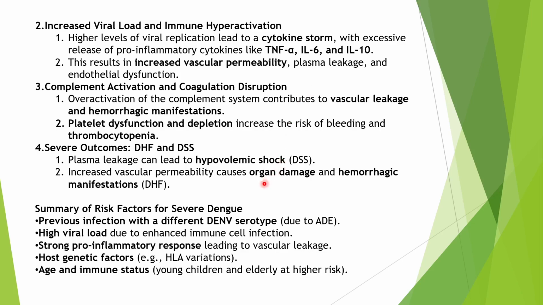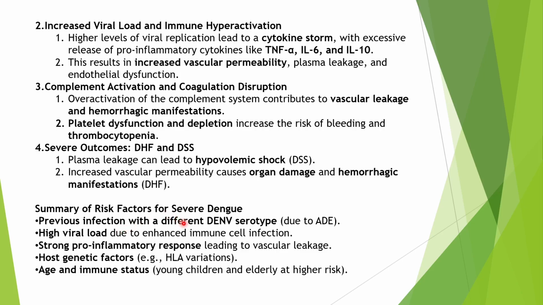So in the shock syndrome, it is hypovolemic shock due to the plasma leakage. Now your blood has very little volume and very little plasma, and then you have hemorrhagic shock to the organs, and eventually this leads to organ damage. So to summarize this, the risk factors of severe dengue.